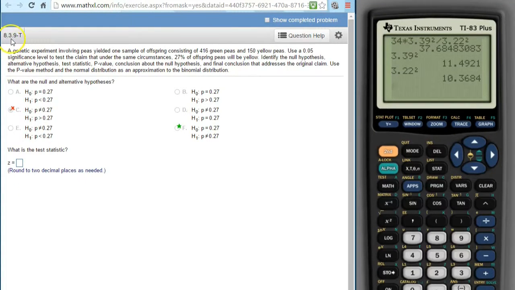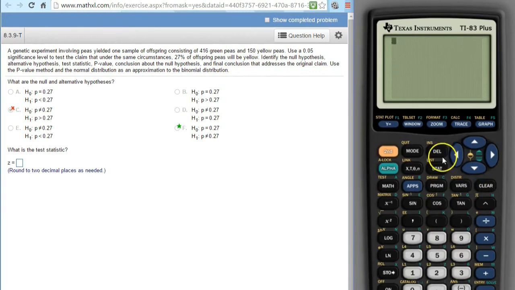Hi Stats class, this is a homework problem for your 8.3 homework set, and in it we're doing a hypothesis test. So we're told that there are 416 green peas and 150 yellow peas in some sample, and we're doing a 5% level of significance to test that 27% is the true population proportion of yellow peas in the offspring.